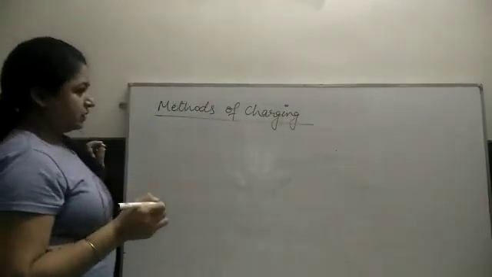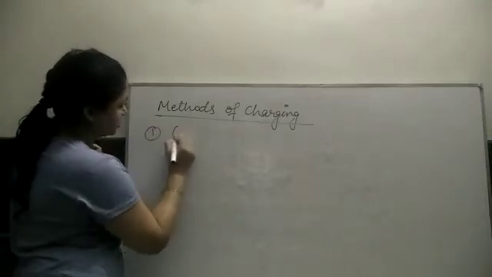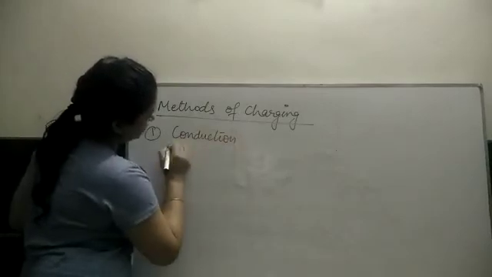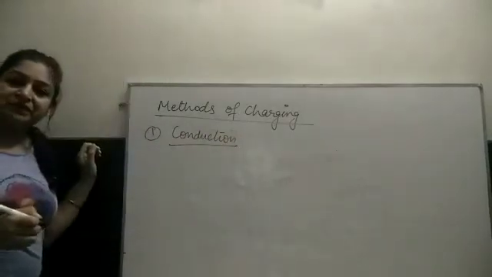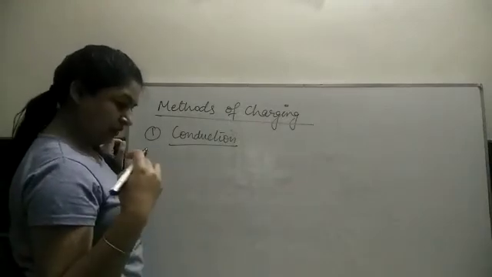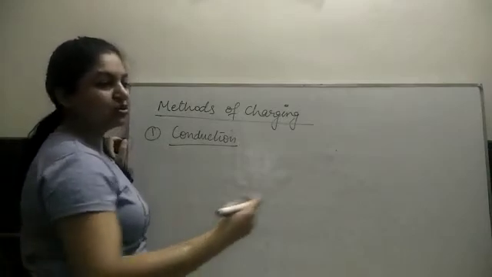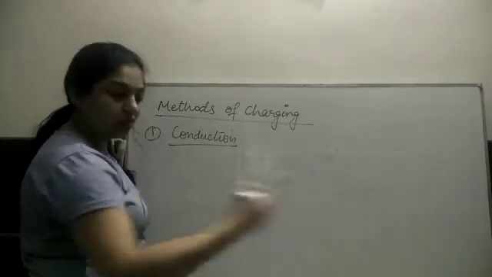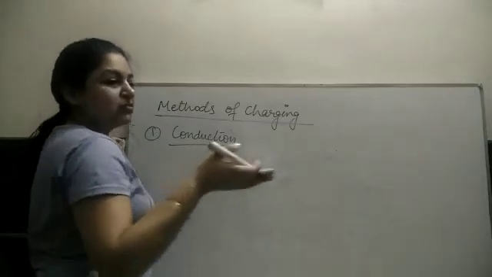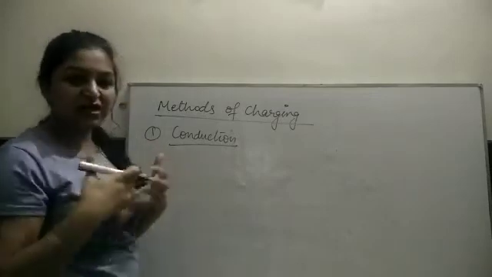Okay, there are two methods we will discuss here. One method is conduction. Conduction means when the electrons are going from one body to the other body, they are moving inside the two bodies, and electrons go to the other body by the conduction method only when the two bodies are in contact.